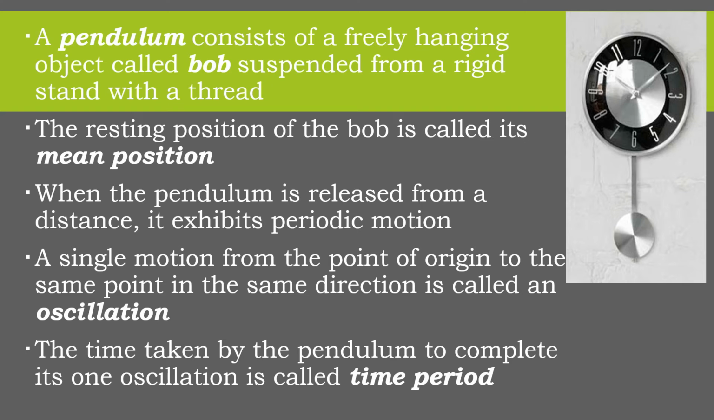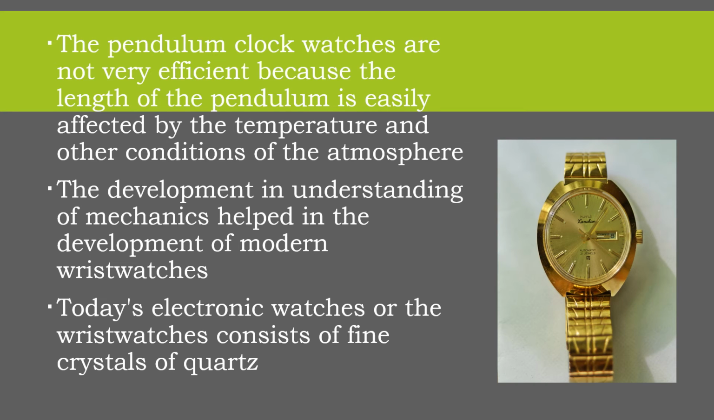When the pendulum is released from a distance, it exhibits periodic motion. A single motion from the point of origin to the same point in the same direction is called an oscillation. The time taken by the pendulum to complete one oscillation is called the time period. The pendulum clock watches are not very efficient because the length of the pendulum is easily affected by the temperature and other conditions of the atmosphere.